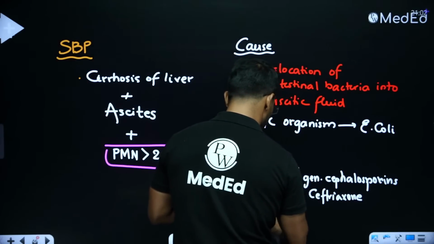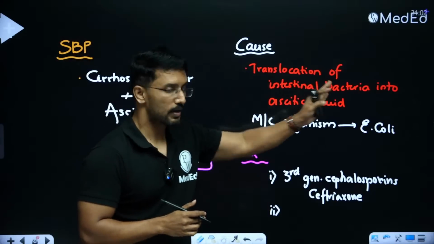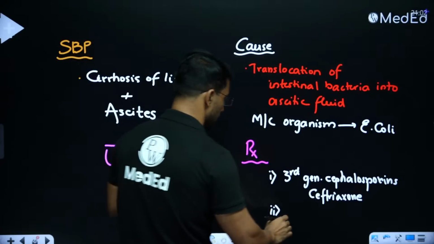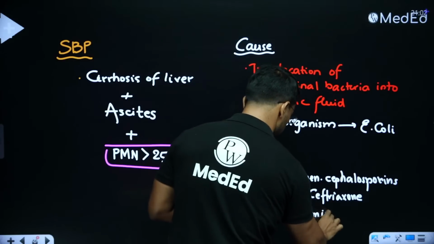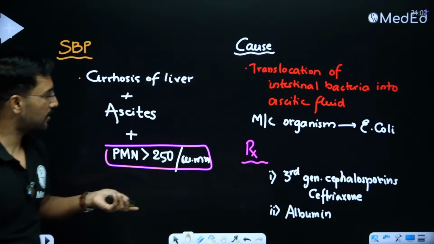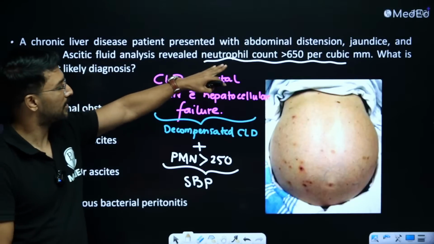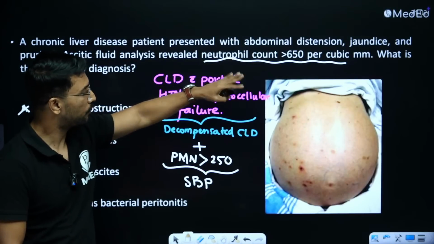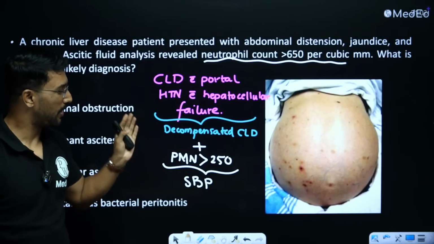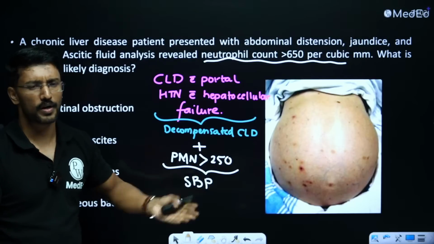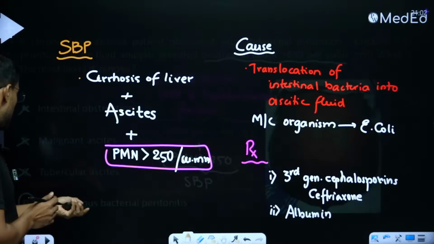Along with that, we might need to give albumin, because the lower the albumin, the higher the chance of developing spontaneous bacterial peritonitis. So we might also have to consider giving albumin. If the question says someone presented with known CLD and an ascitic fluid neutrophil count of more than 250, we are dealing with spontaneous bacterial peritonitis. They may ask you the drug of choice. In that case, go ahead with ceftriaxone or any third generation cephalosporin available in the options.